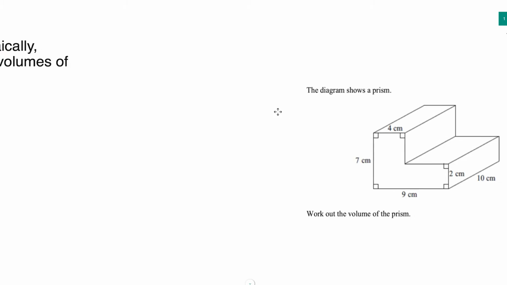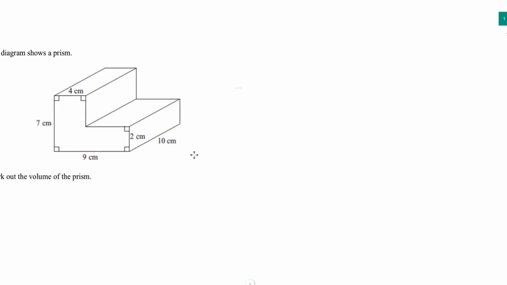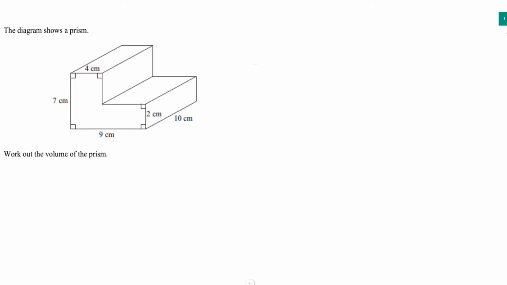Okay, moving on to volume. This is similar to the other question. It's just a 3D version of a compound shape. So the first thing I do is split it up. Remember, first split it up. Once you've split it up, label as much as you can. So this side, if the whole length is 7 and this bit is 2, then of course this thing must be 5.